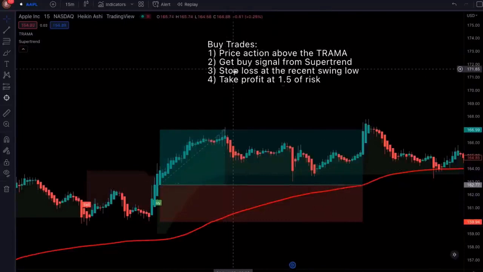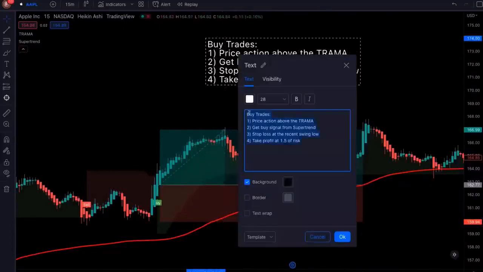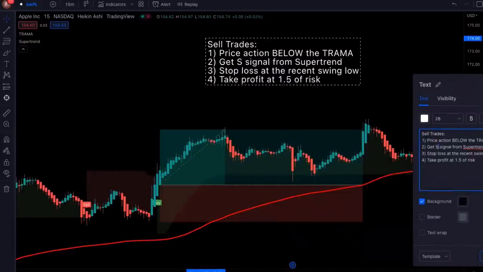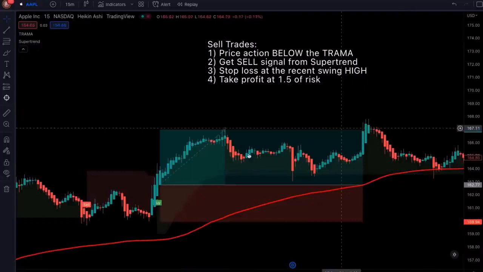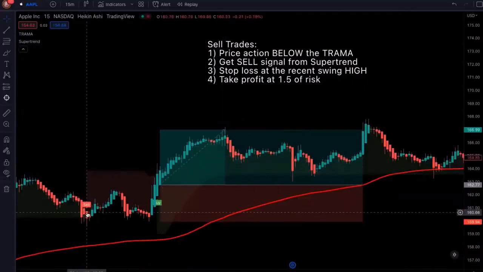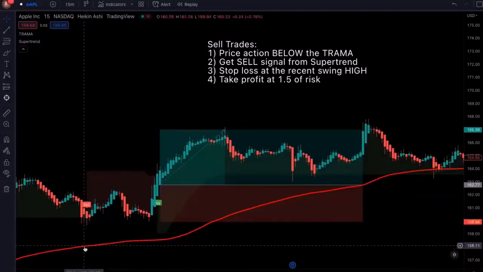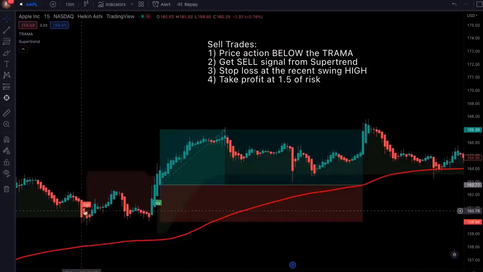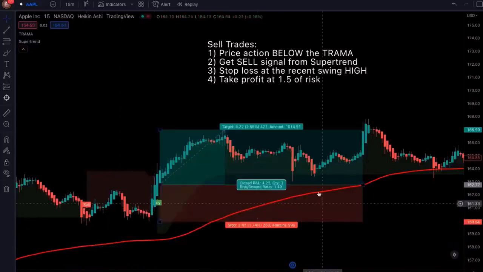On the sell trades, it's going to be the exact opposite. On the sell trades, the price action needs to be below the TRAMA. Get a sell signal from Supertrend, a stop loss at the recent swing high, and take profit again at 1.5 of risk. So for instance, you get a sell signal right here, but this would be invalid because the price action is above the TRAMA. So this trade would be invalid. You would not take this trade.